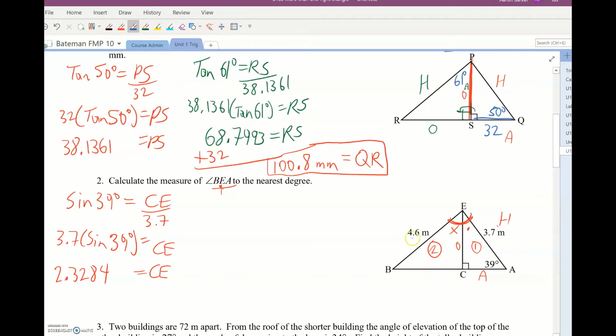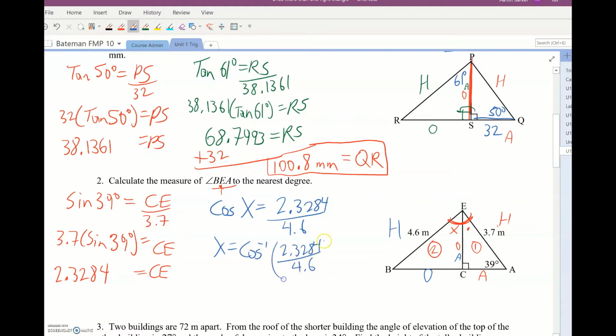According to angle X, this is my hypotenuse, this is my opposite, and that's my adjacent. So I'm going to use A and H, which is cosine. So cos angle X equals adjacent, which is EC, or CE, 2.3284, the number I just found, divided by 4.6. So X equals cos negative 1 of 2.3284 divided by 4.6. Remember to have brackets around them.